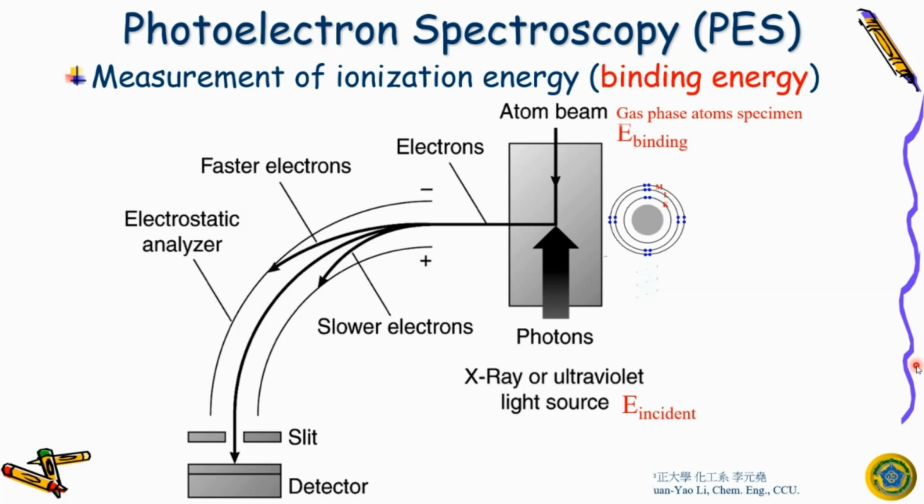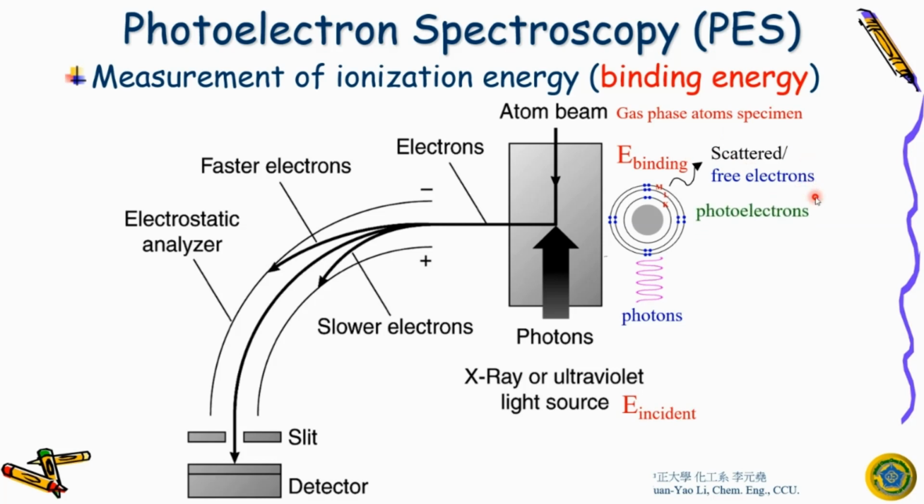For example, this is the atom, and there is a binding energy of these electrons to this atom. Because we use a photon to hit this atom, if the energy of the photon is high enough, one of the electrons will be moved out, right? When it moves out, we call it a scattered or free electron. Energy high enough, the electron will be moved out. For example, hydrogen will be 13.6 electron volts. So the electron moves out, and this is called a photoelectron. The electron comes out from this atom and can be ejected from this chamber.